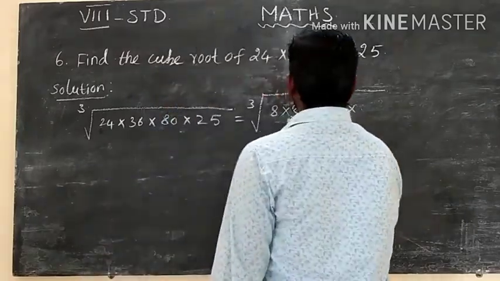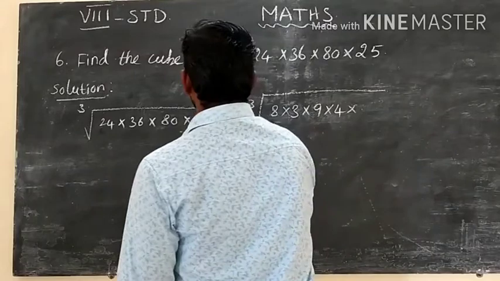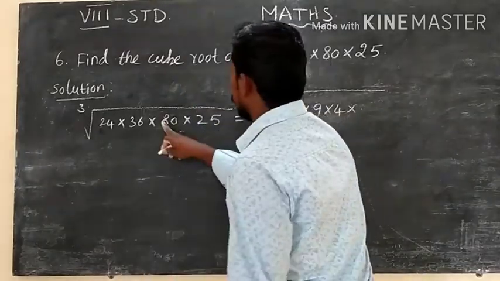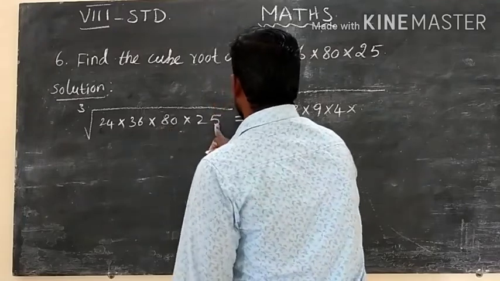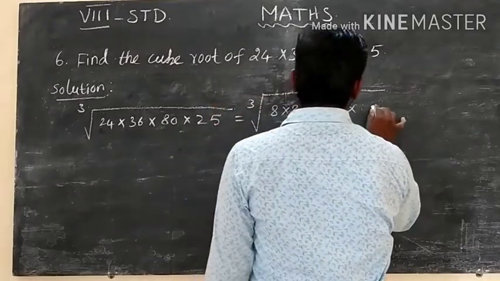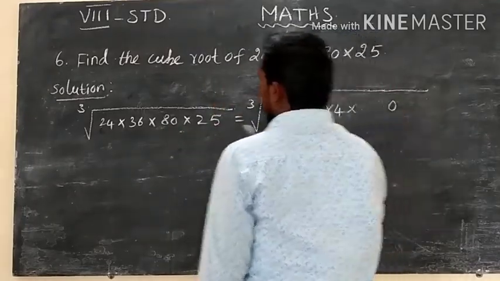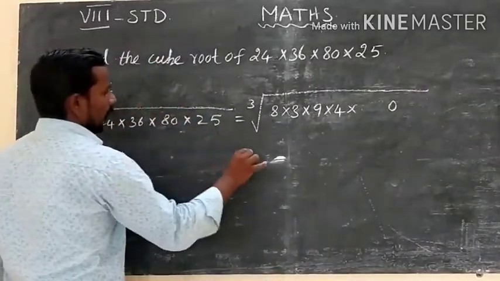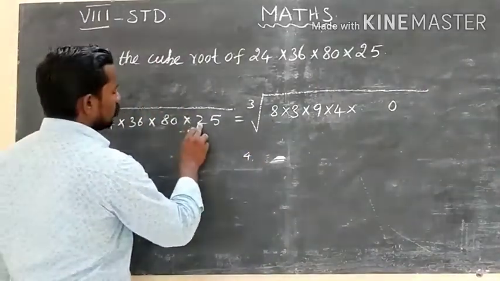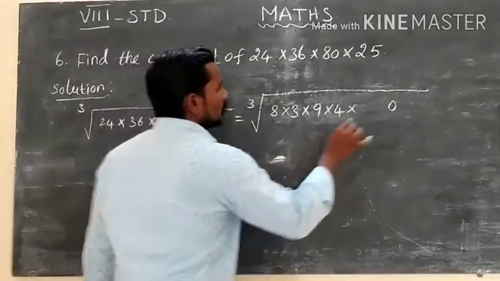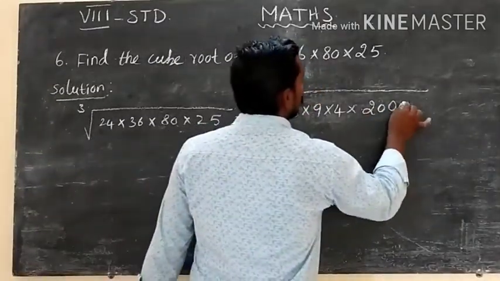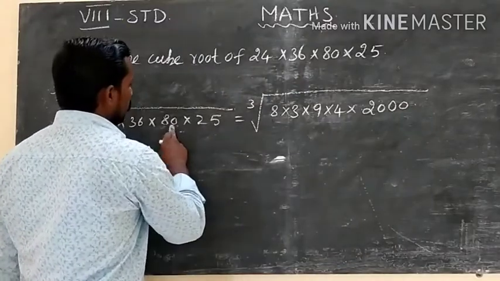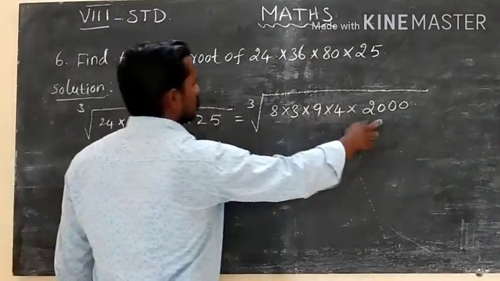So 80 into 25 is equal to 2000. Multiply these two numbers, 8 into 25. 8 5s are 40. Carry 4. Then 2 5s are 10, 2 8s are 16 plus 4 is 20. The remaining is 0. So 80 times 25 is 2000.